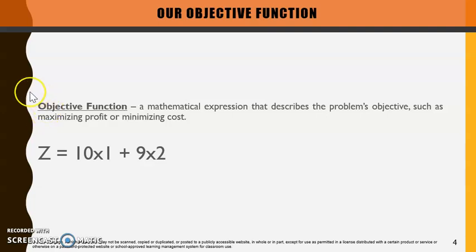The next step is defining the objective function. When you define the decision variables, the rest would be very easy. The objective function, again, according to the definition that I have put for you here, is a mathematical expression that describes the problem's objective, such as maximizing profit or minimizing cost.